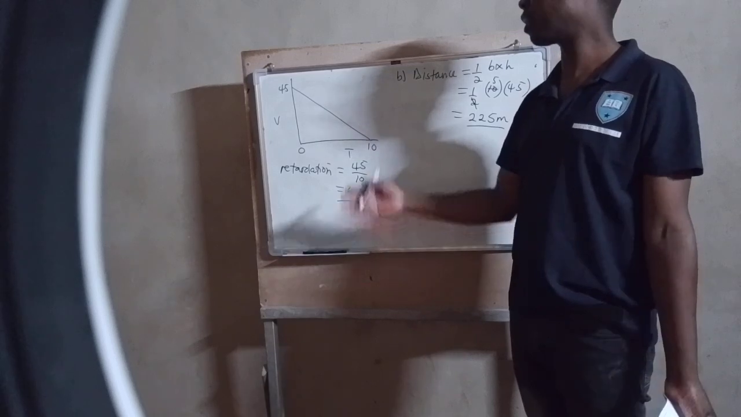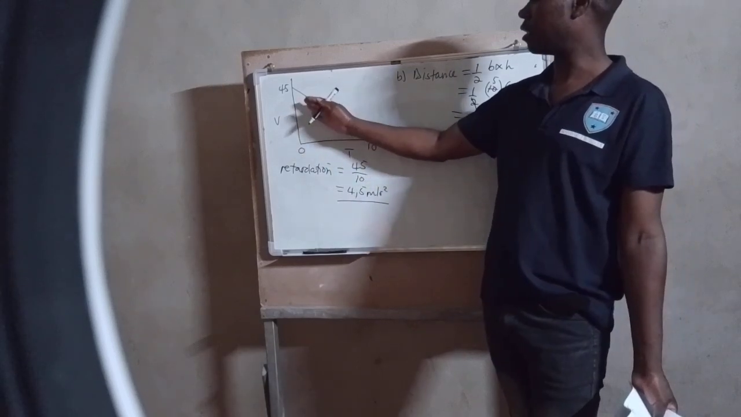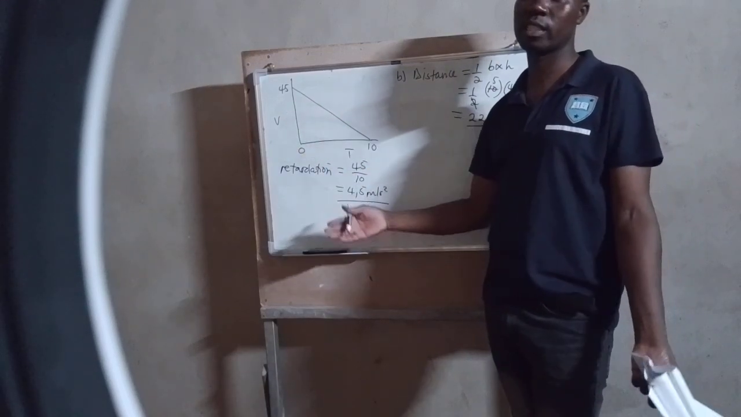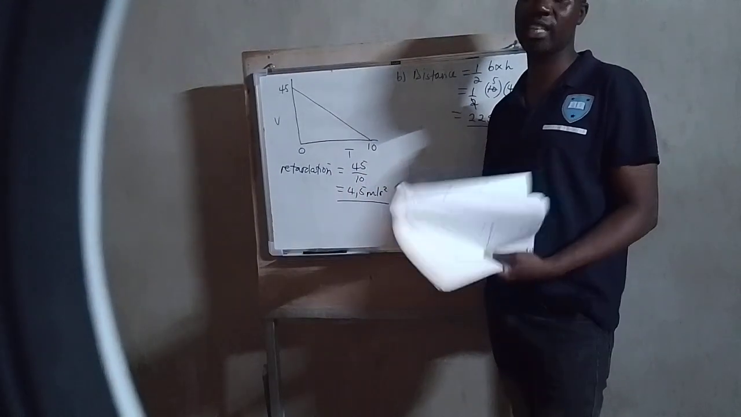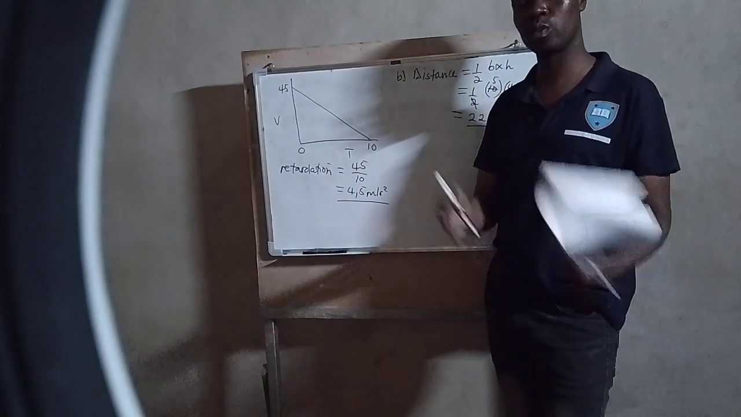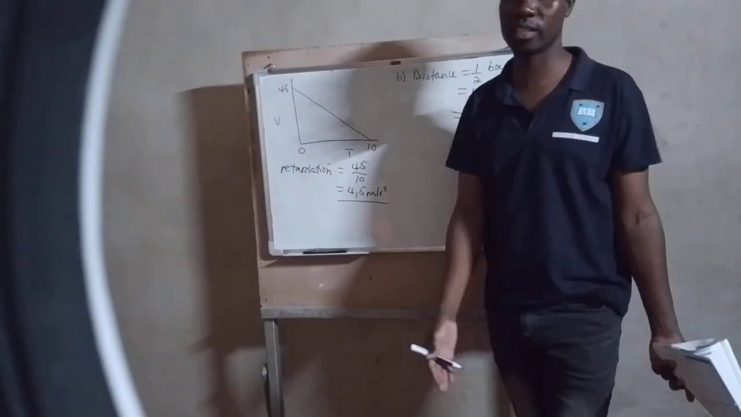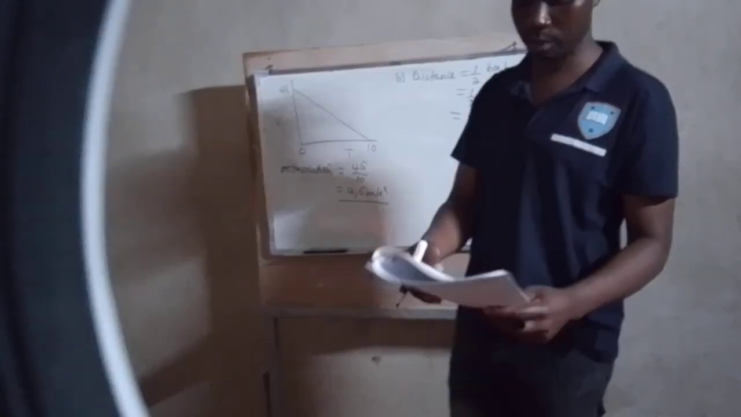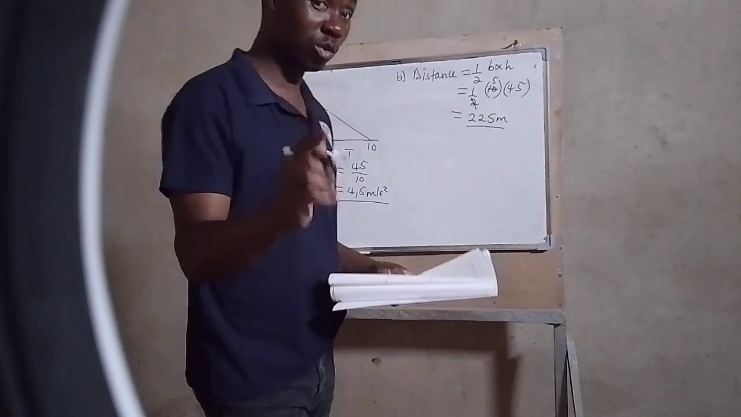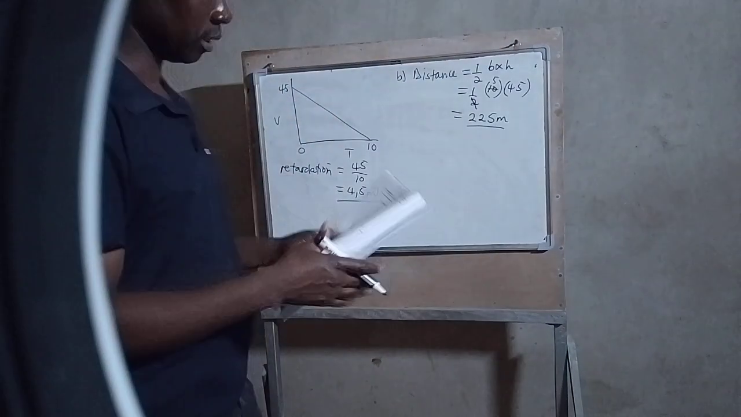Or you simply break down your shape into different areas, what we call compound areas. Different shapes, maybe a rectangle plus a triangle plus another triangle. Then you add to find the total what? Distance traveled. Thank you very much for that. And take note of that. Be guided accordingly.